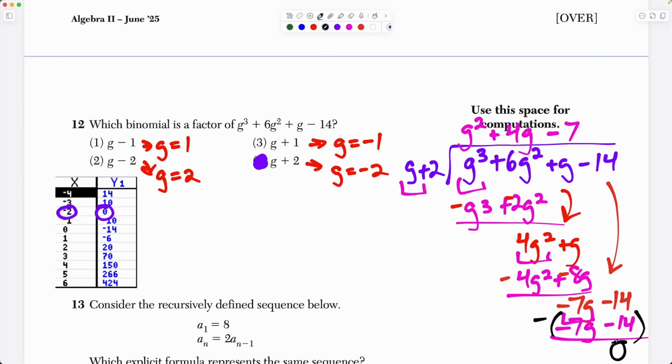Notice that everything cancels out nicely. Negative 7g minus negative 7g cancels out. And minus 14 minus minus 14 cancels out. I get no remainder. So this factor divides the original polynomial evenly. So it's definitely a factor of this polynomial.